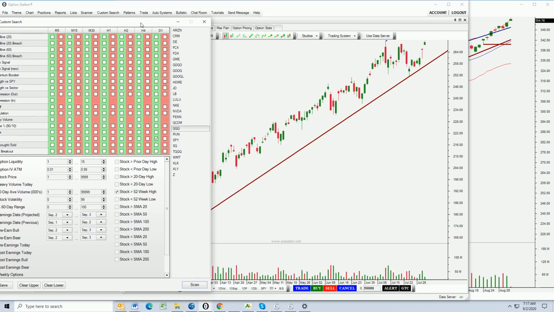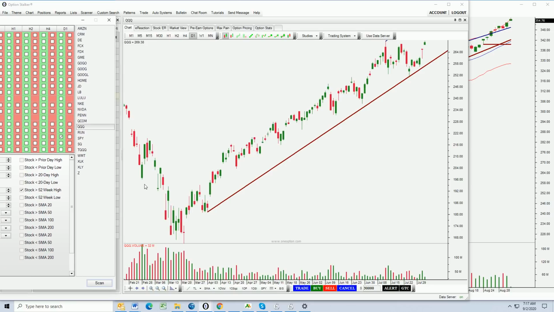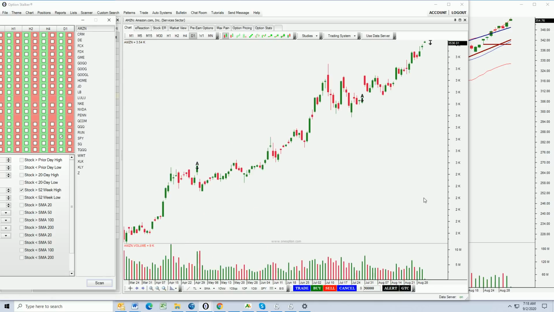So let's go through and take a look at some of these. You know the old adage, the bigger they are, the harder they fall. Well, the same thing happens to be true for stocks. And here's what we want to do.